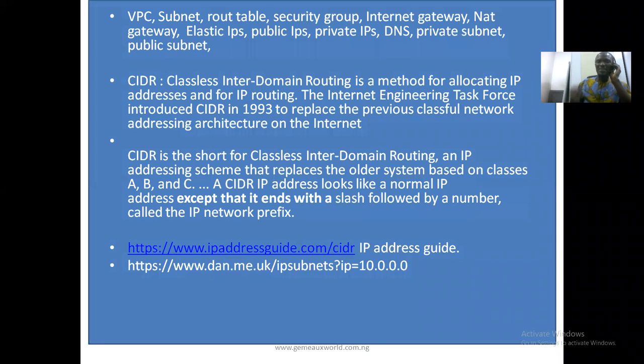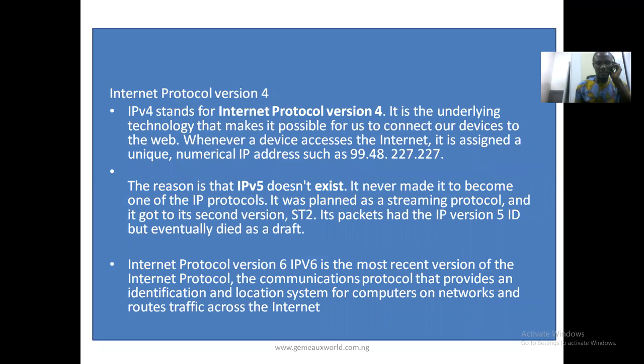It's an IP addressing scheme that replaces the older system based on class A, B, and C. We have 5 classes of IP addresses. So I'm going to send you this link so you can read about the classes. We have class A, class B, class C, class D, class E. You understand me? There are many, but in this class we're going to talk about class A, class B, and class C.